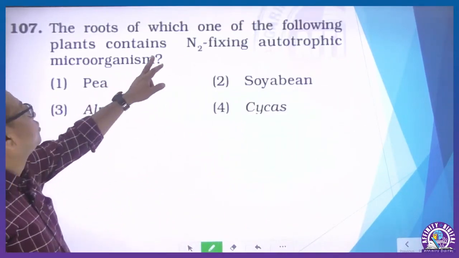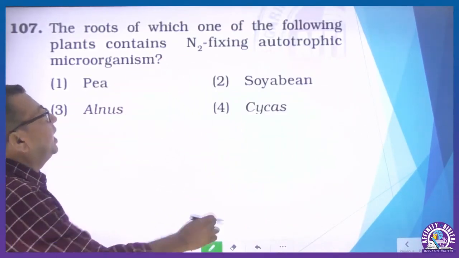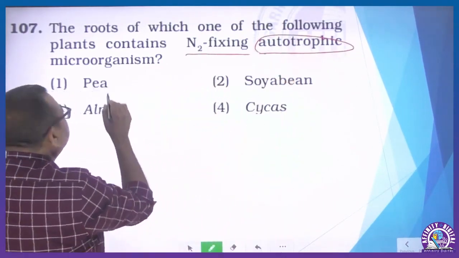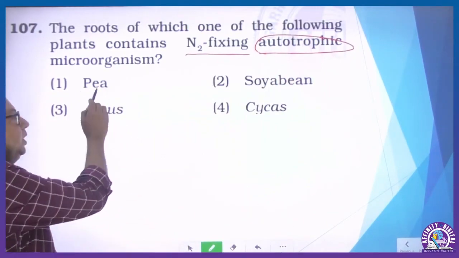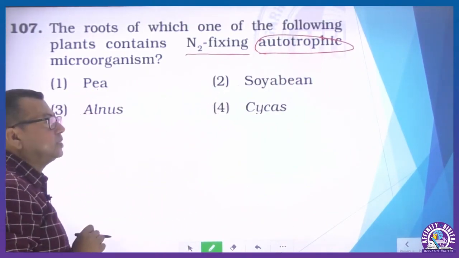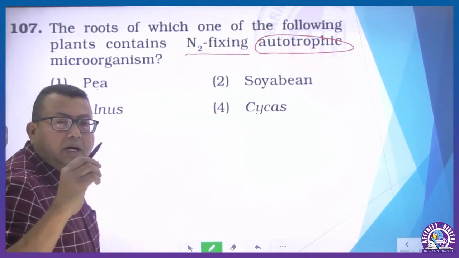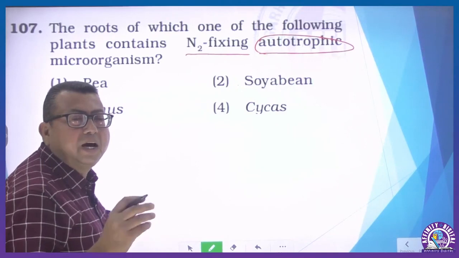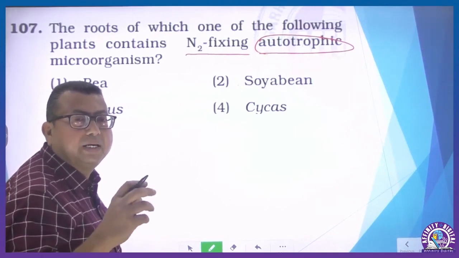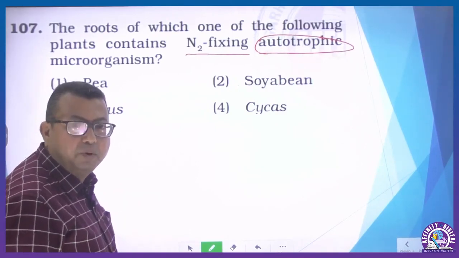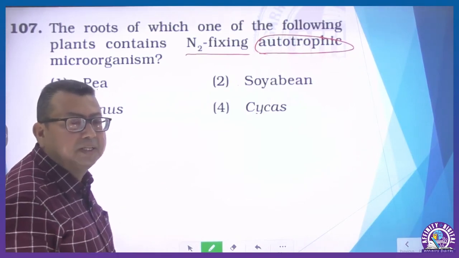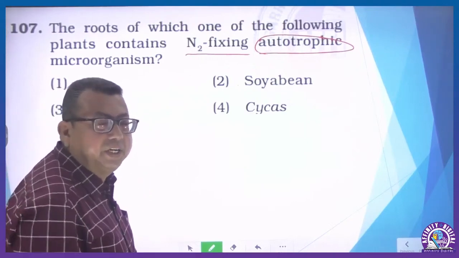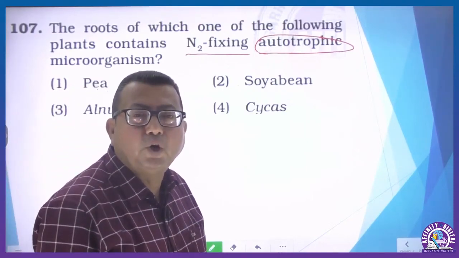The roots of which one of the following plants contains a nitrogen fixing autotrophic microorganism? Pea, soybean, these are legume plants. Legume plants have some swellings on the root called root nodules. These root nodules are formed by interaction between rhizobium and the legume plant. Inside the root nodule cells of legumes, a nitrogen fixing bacteria called rhizobium is found.